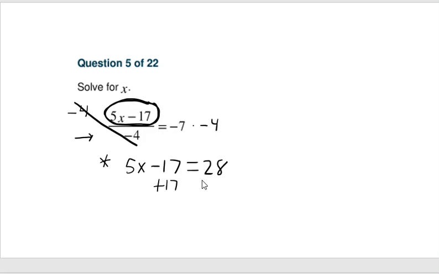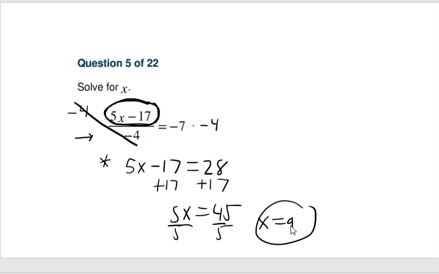So we add 17 to both sides first. So 5 times x equals 45. Then we divide by 5, and x equals 9. That is our solution. 9 is what will make this equation true.